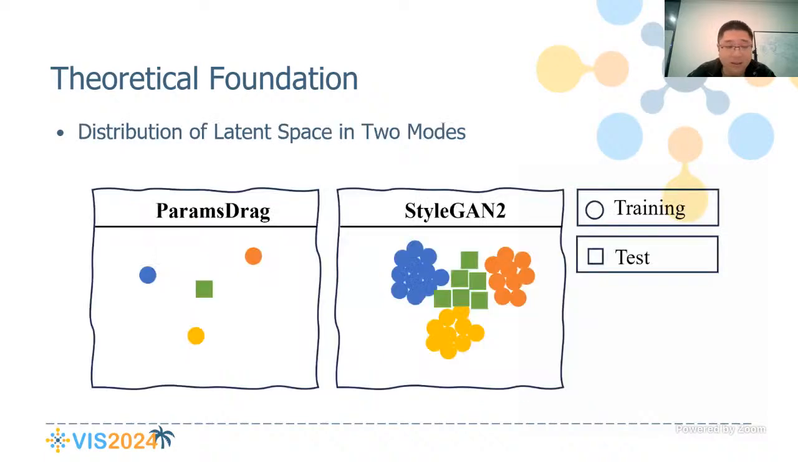So here is a diagram that shows the distribution of latent space for two models. Our model uses the explicit label, which means that each input corresponds to a single latent vector in the latent space. But StyleGAN2 introduces noise. This results in multiple latent vectors for a single input. As a result, the latent vectors in our model are discretely distributed in the latent space, while StyleGAN2 tends to be continuous.